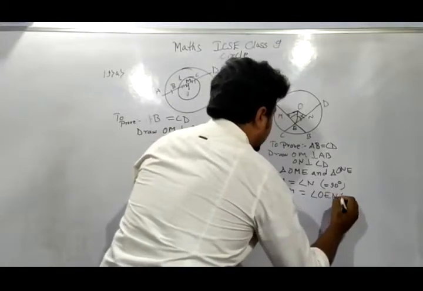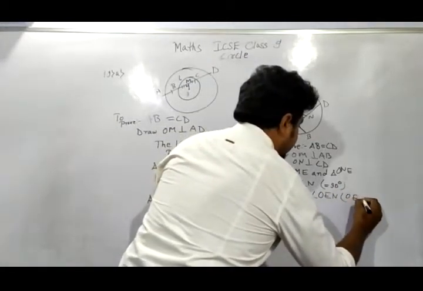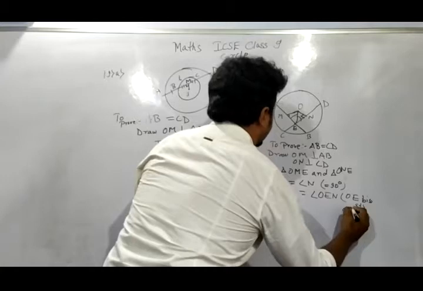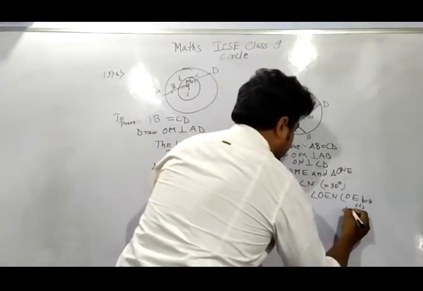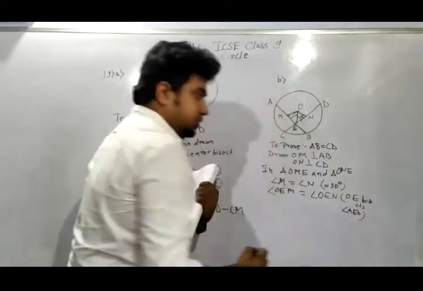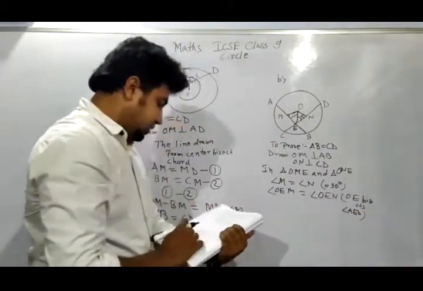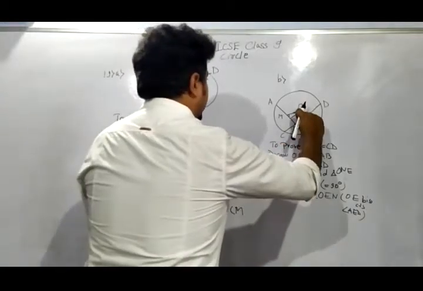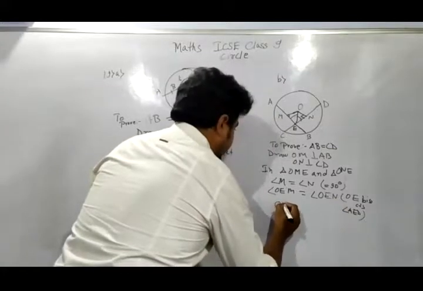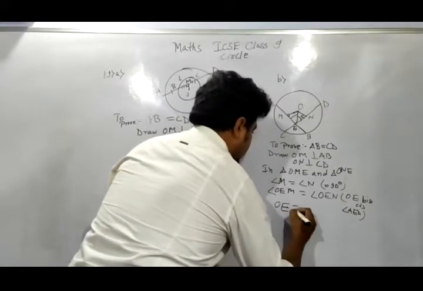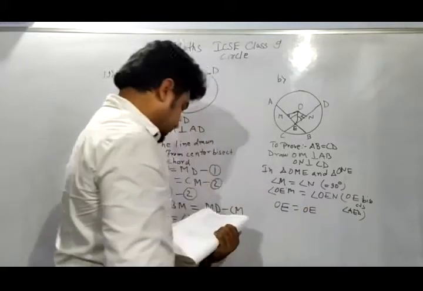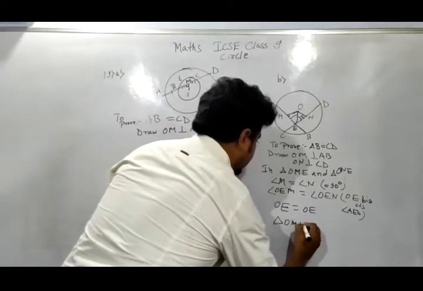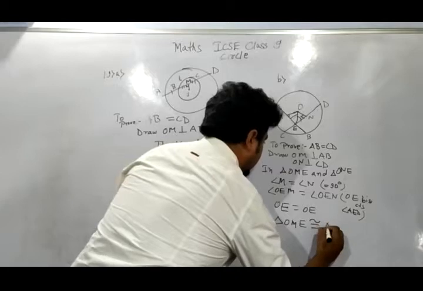From here we are getting, because OE bisects angle AED. So from here, the third part is that this part is common. OE is equal to OE. So both the triangles are congruent. Triangle OME is congruent to triangle ONE.